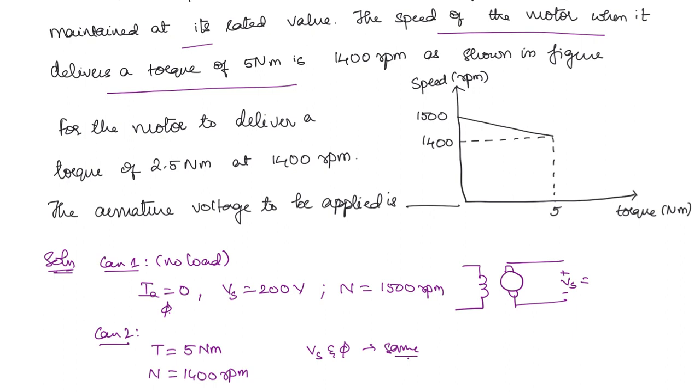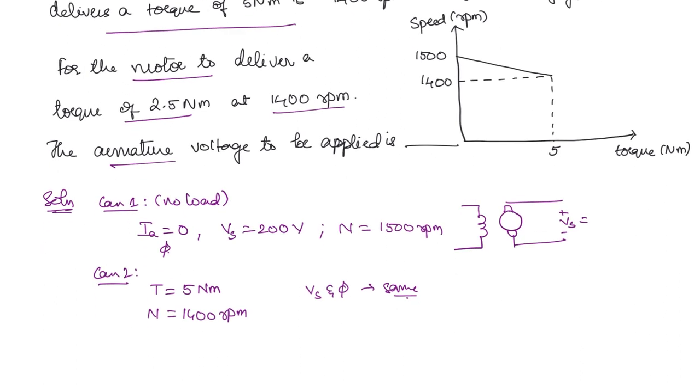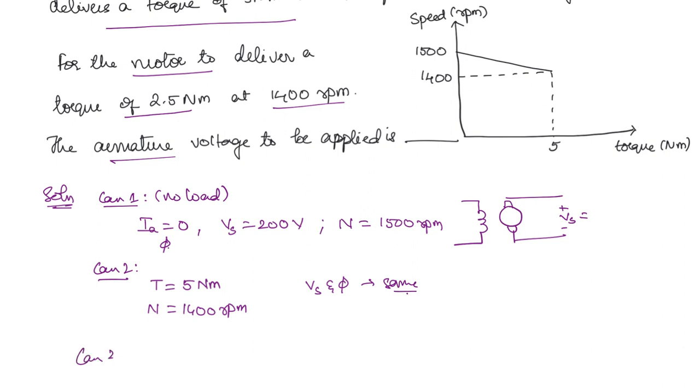Now what do we want? For the motor to deliver torque of 2.5 Newton meter at the same speed of 1400 RPM, what should be the armature voltage? So in case 3, Vs is not same as case 1 and 2 anymore. Here the condition is: torque T is 2.5 Newton meter, speed is 1400 RPM, and we have to find out Vs. Now what about phi? This is same. In all 3 cases the flux phi is same.